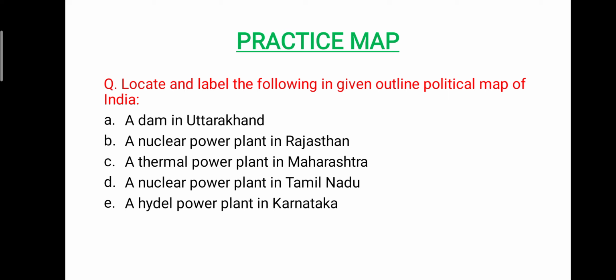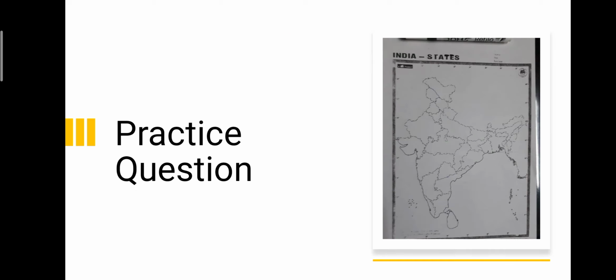Okay friends, so we have 5 features here. A dam, or you can say a hydel power plant, in Uttarakhand; a nuclear power plant in Rajasthan; a thermal power plant in Maharashtra; then the 4th part, a nuclear power plant in Tamil Nadu; and then the 5th part is a hydel power plant or dam in Karnataka. Now we all need to locate these 5 geographical features in the given outline political map of India. I hope all of you will be able to do it nicely.